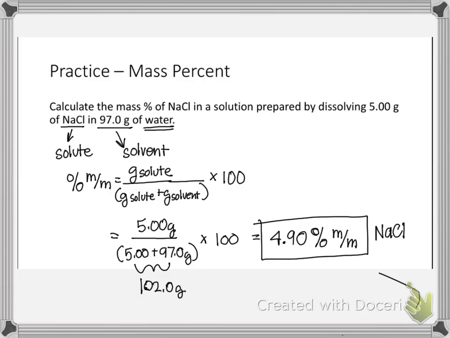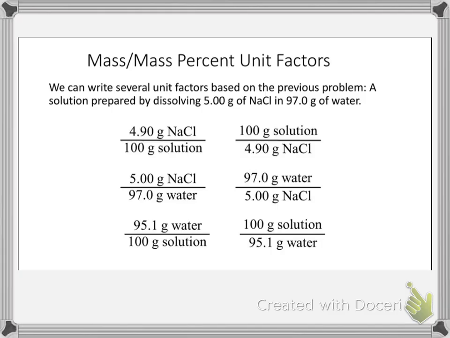And your textbook sets it up with ratios based on the information given. So this is the next slide. These are factors based on what we just did. So it says we can write several unit factors based on the previous problem.